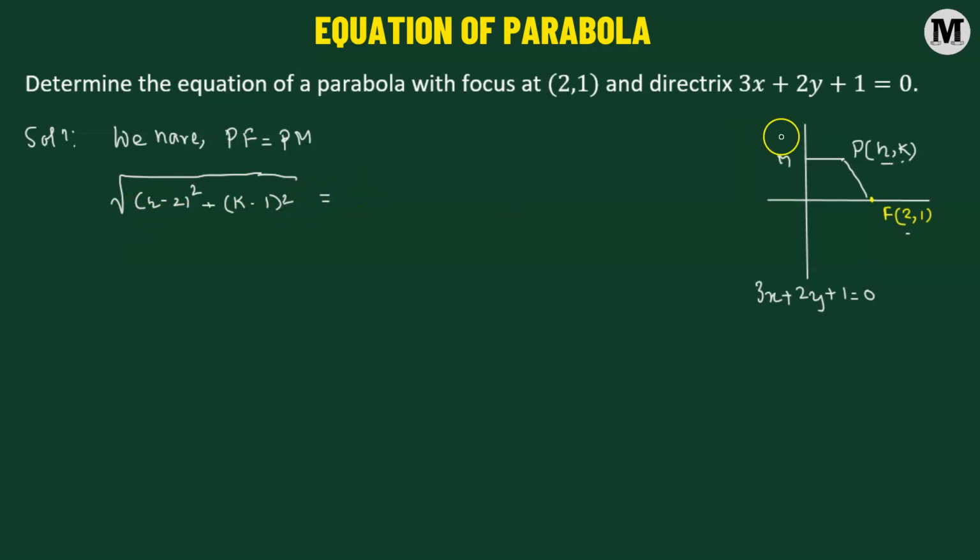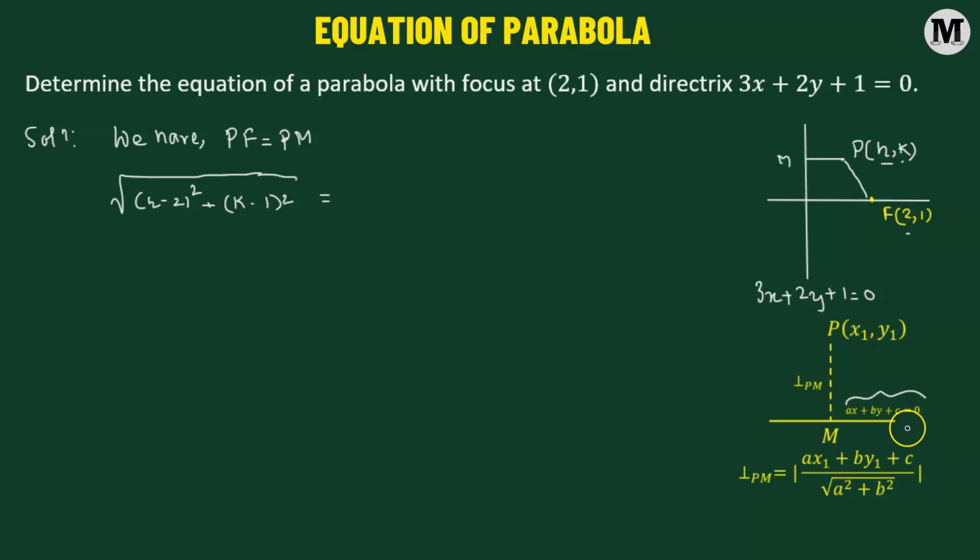The next task is to find the length of PM. Clearly, PM is the perpendicular distance of the point P from the straight line, and there is a formula for it. If we have a point P with coordinates (x1, y1) and a straight line with the equation ax + by + c = 0, then PM, the perpendicular distance of P from the line, is obtained by taking the absolute value of a ratio.